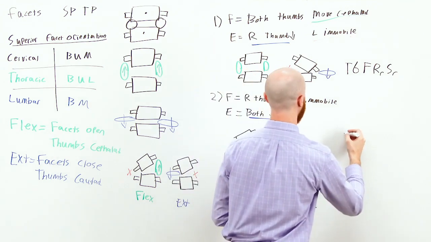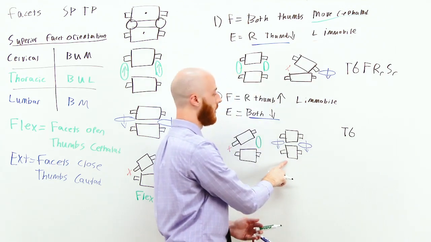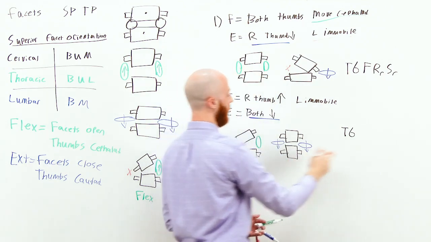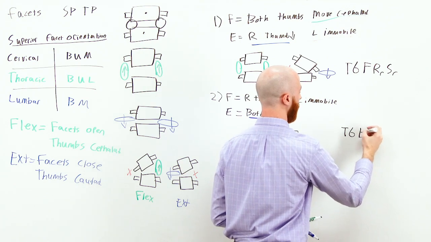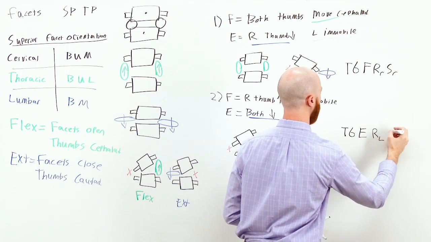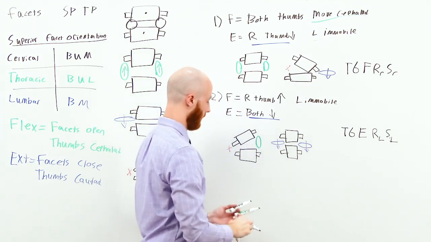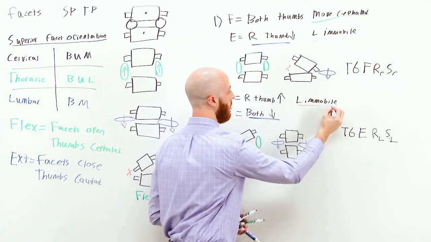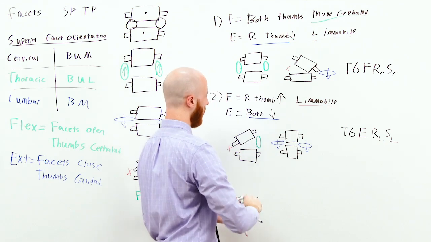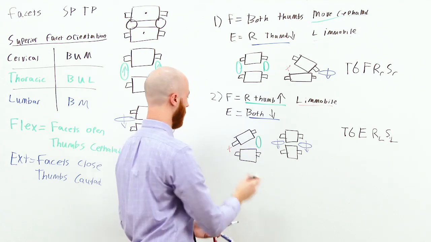So to write out the dysfunction, we're going to put T6. It gets better during extension, so it's an extension dysfunction. It's going to be rotated to the left and side bent to the left. So left thumb is immobile, and your right thumb goes upward. So now the third example.